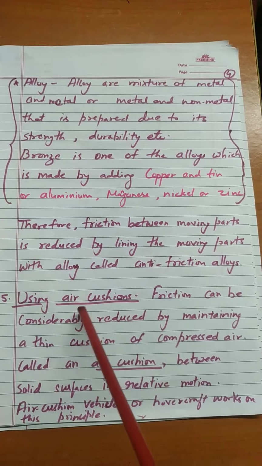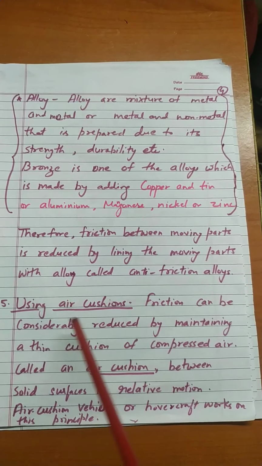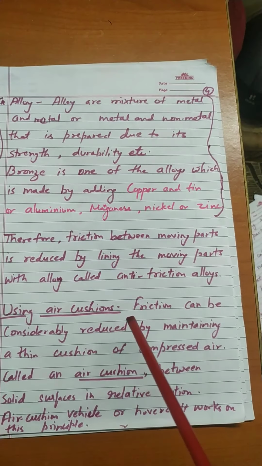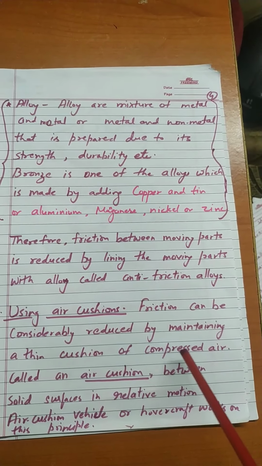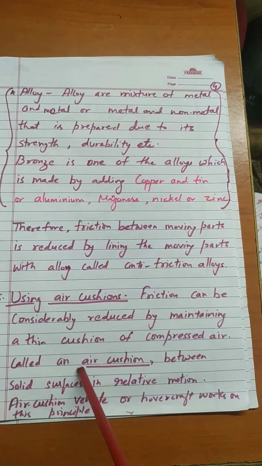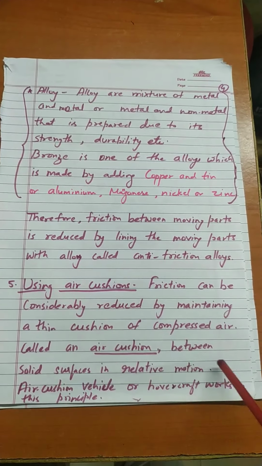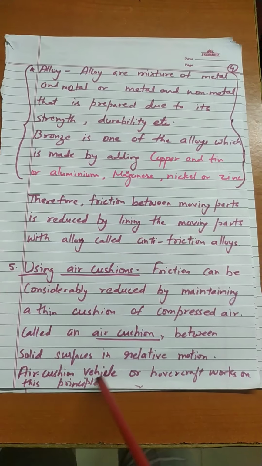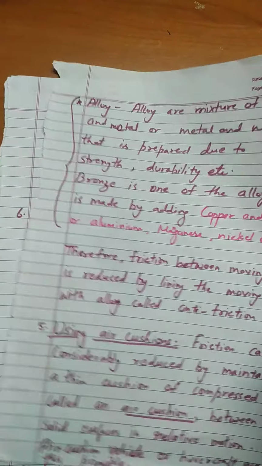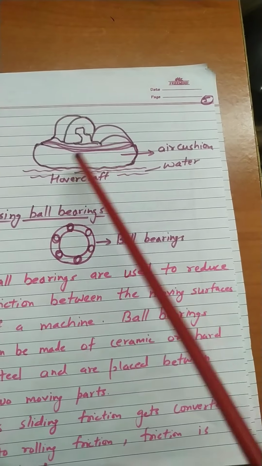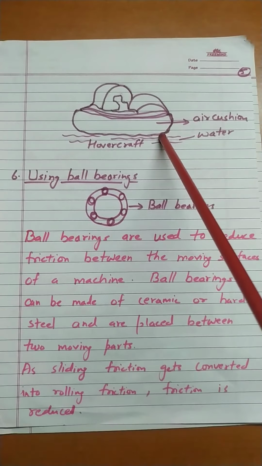Next is using air cushions. You must have seen hovercrafts, that is also one of the applications of this. Friction can be considerably reduced by maintaining a thin cushion of compressed air, called an air cushion, between solid surfaces in relative motion. Air cushion vehicles or hovercrafts work on this principle. See, this is the hovercraft. It is the air cushion that floats on the water and reduces the friction.